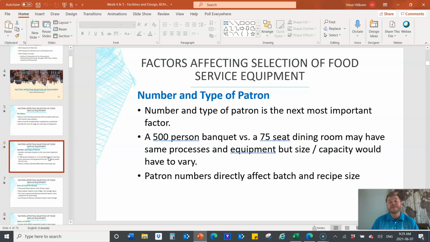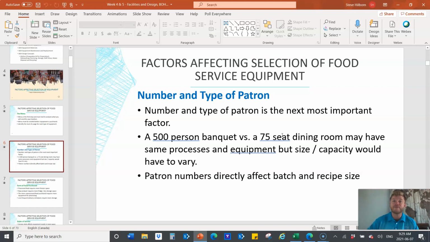And the next one is the number and the type of patron. So who is our customer, and what kind of service are they going to be experiencing? If it's a 500-person banquet or a 75-seat dining room, we may have the same processes, we may have the same equipment, but the size of the capacity will have to vary. It all very much depends on what level of seating we're going to have. Often we might have a 500-person banquet area that we rarely serve 500 people. Maybe we always do 100 or 200 seated dinners. But we need to understand that at one point we might have those 500 people.